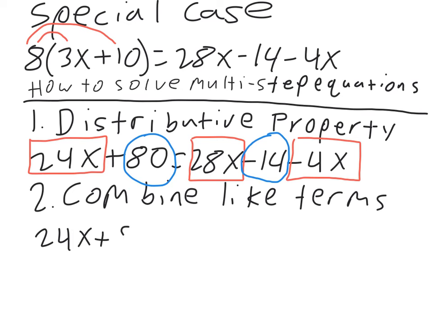So plus 80. And then equals, on the right side of the equals sign, we have 28x, but we also have minus 4x, so we need to combine those. So 28x minus 4x is 24x, and then we have a minus 14 by itself, so we leave it by itself and say minus 14.